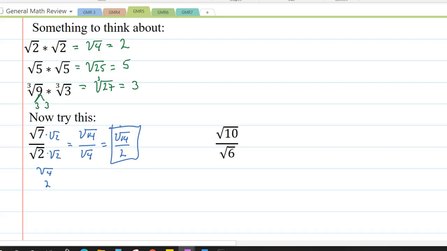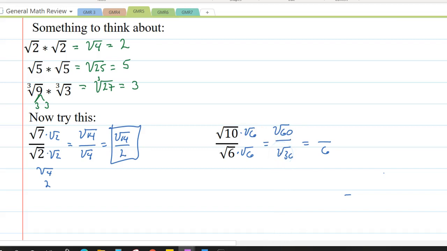I rationalized the denominator. If I look at the square root of 6, well, in order to get rid of the square root of 6, I'm going to multiply by another square root of 6. I simply multiply by the same thing. Why does that work? Because that gives me the square root of 36 on the bottom, which will give me a 6 on the bottom. Now, whatever I do to the bottom, I have to do to the top, times square root of 6. Well, that gives me the square root of 60.